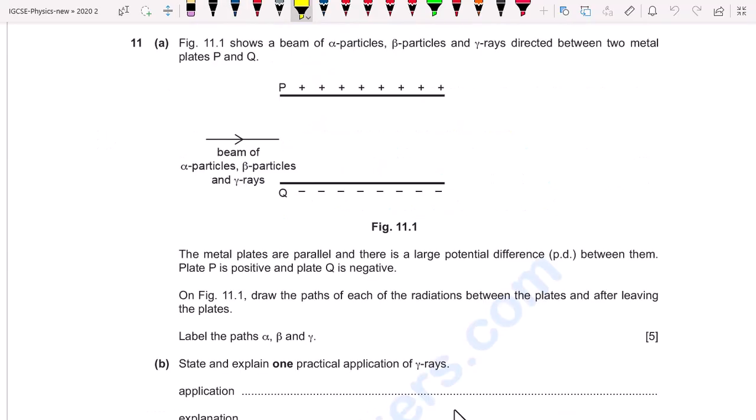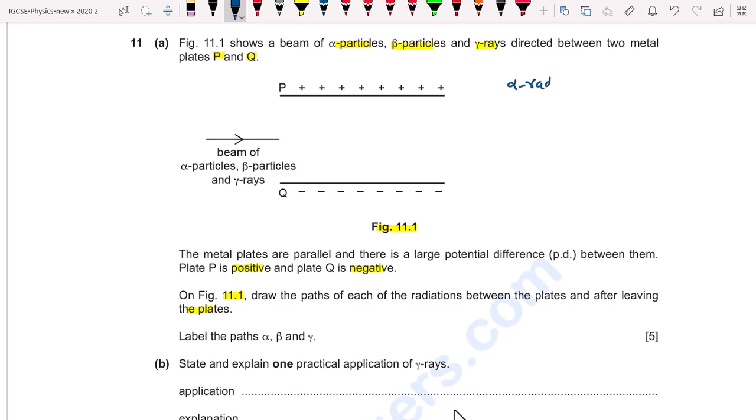Question number 11, part A. Figure 11.1 shows a beam of alpha particles, beta particles and gamma rays directed between two metal plates P and Q. The metal plates are parallel and there is a large potential difference between them. Plate P is positive and Q is negative. On figure 11.1, draw the paths of each of these radiations between the plates and after leaving the plates. Label the path alpha, beta and gamma. So in figure 11.1, we have to show the path of alpha radiation, beta radiation and gamma rays.